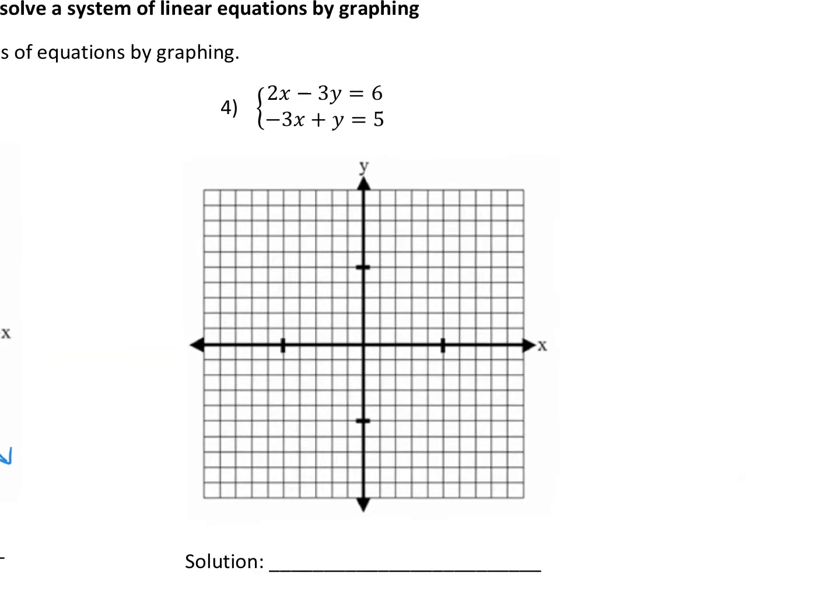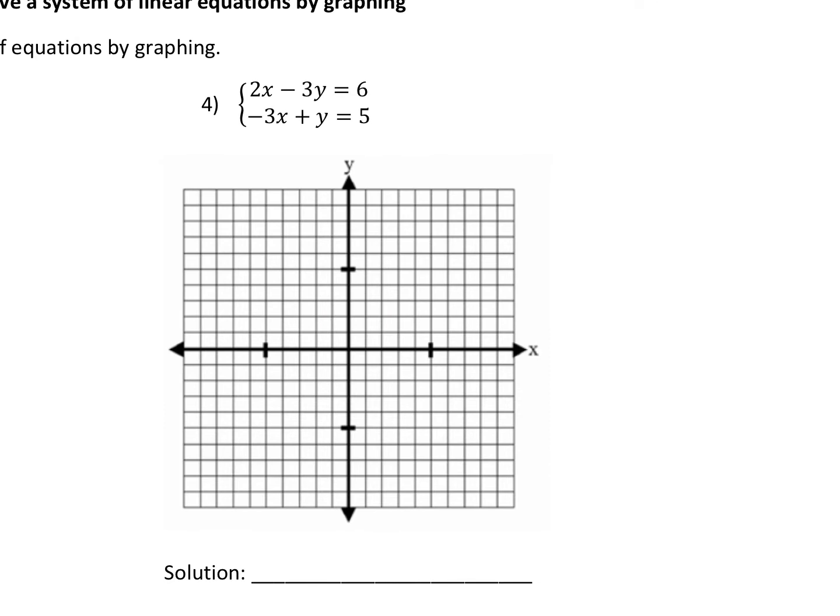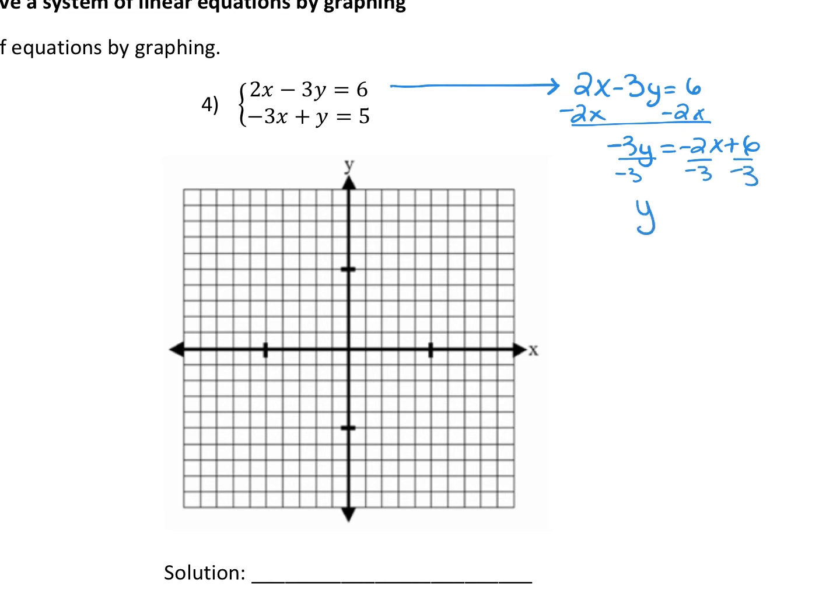All right, number 4, we're given a similar situation, but now it's kind of like number 2 where I need to rewrite these in graphing form. So I'm going to take 2x minus 3y equals 6, and I'm going to solve for y. First I'm going to subtract 2x. I'm going to put that negative 2x in front of the 6. Then I'm going to divide by negative 3. Y is going to equal, well, negative 2 divided by negative 3 is positive 2 over 3.